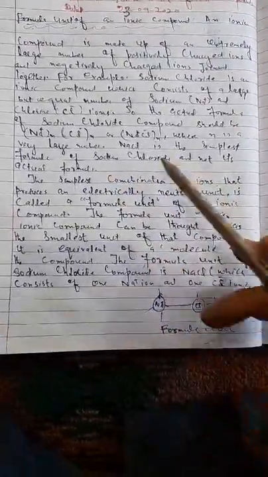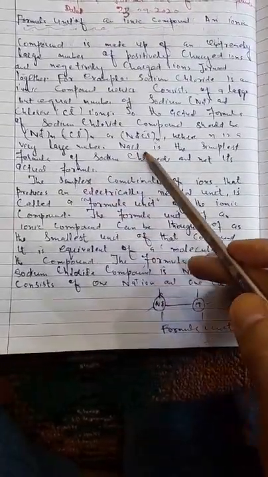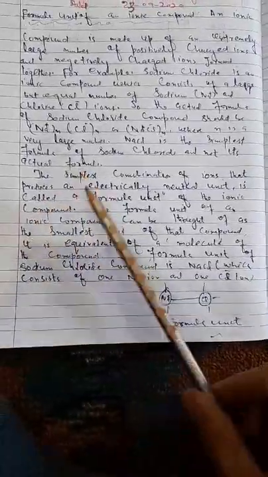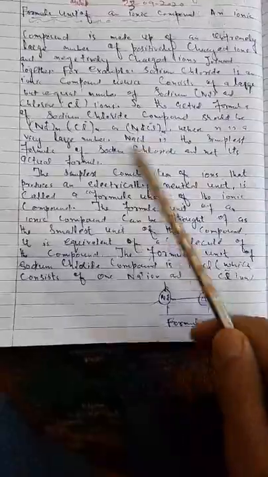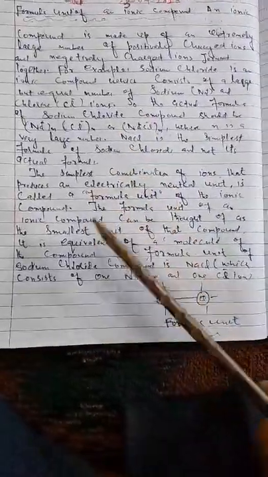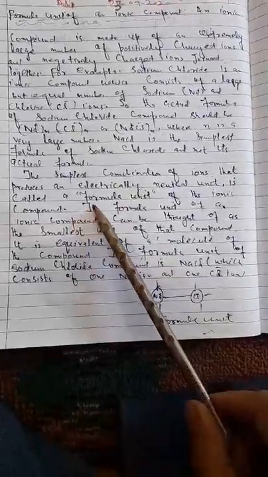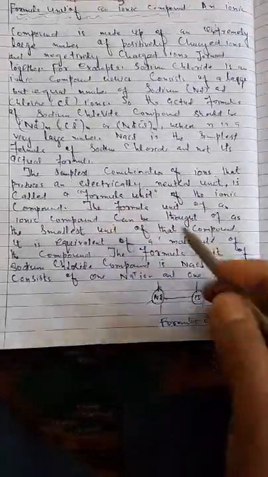The formula NaCl is not its actual form. You can simply say it is a molecule. The actual formula is NaCl n number of these molecules. The simplest combination of ions that produces an electrically neutral unit is called the formula unit of an ionic compound.